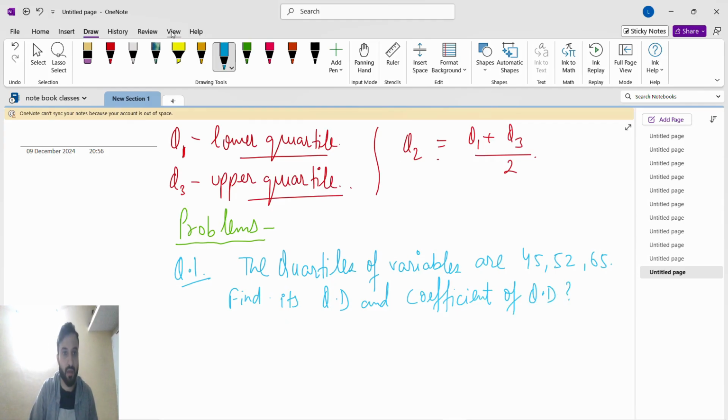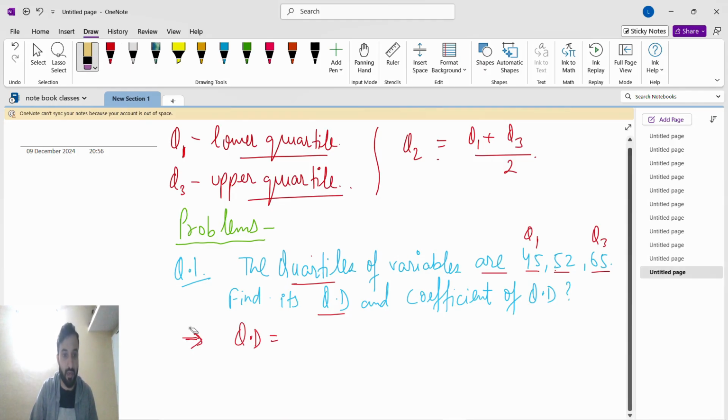What they have said here, guys, is that the quartiles of the variable are already given. So don't care about the variable and all. This is Q1, Q2, Q3. We have to take just Q1, that is 45, and just Q3, that is 65. So you have to find the quartile deviation. So what does quartile deviation mean?